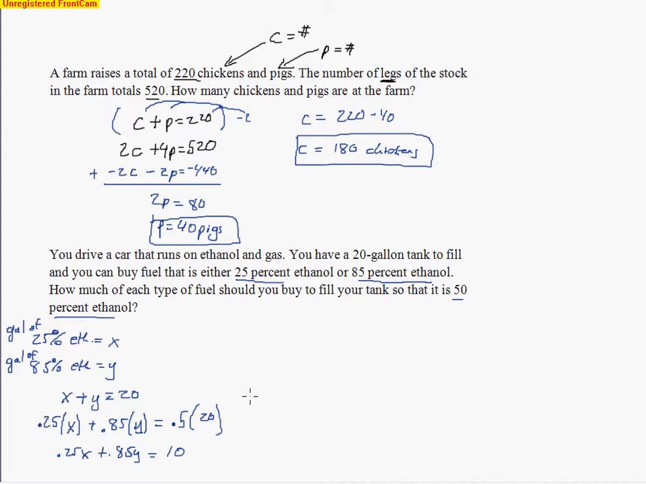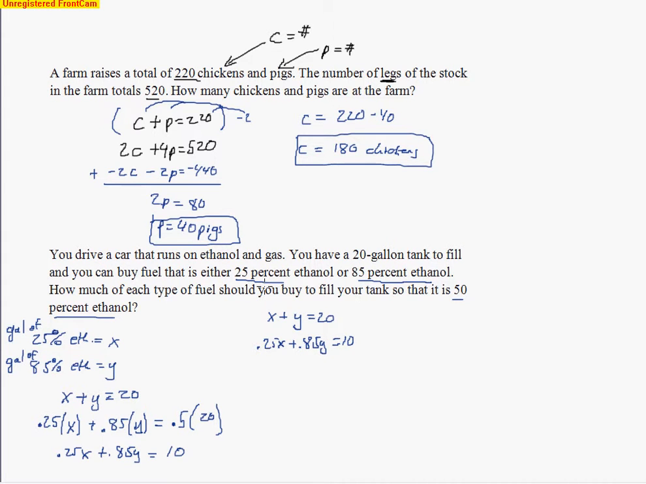So now I'm ready to solve. I've got two equations. Let's go ahead and write them next to each other. It's a little easier to see that way. x plus y equals 20, and I have 0.25x plus 0.85y equals 10. So I want to cancel out one of these terms.